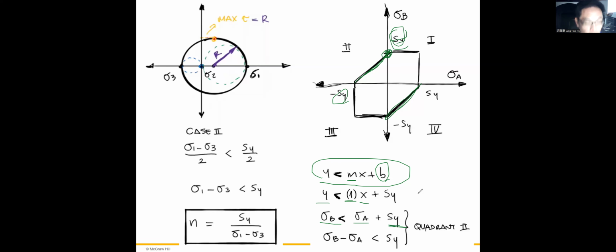Therefore we can define the stress condition in the second quadrant. Sigma b minus sigma a has to be smaller than sigma y. So every stress condition within this area in the second quadrant should be safe.